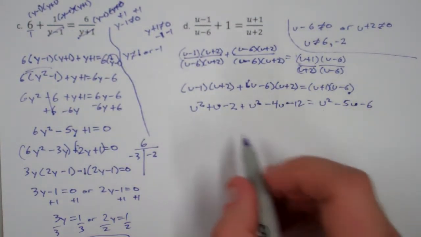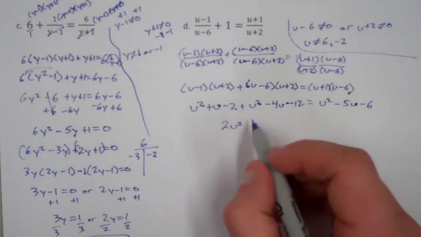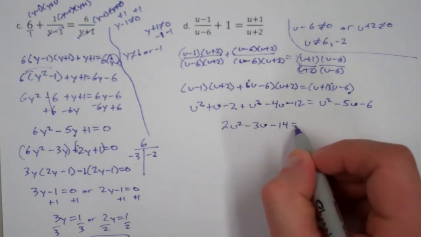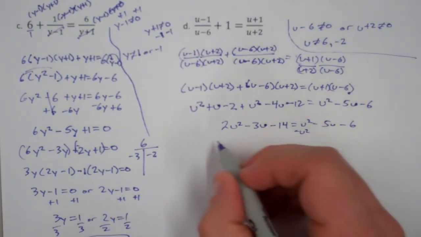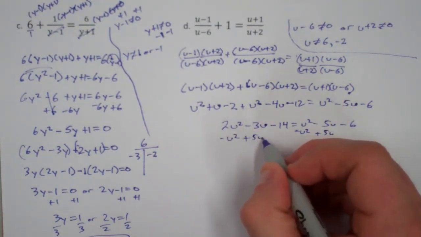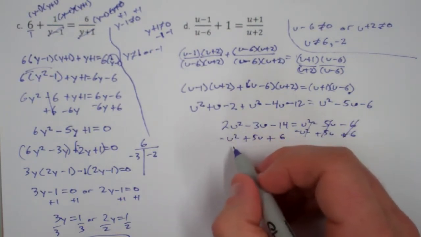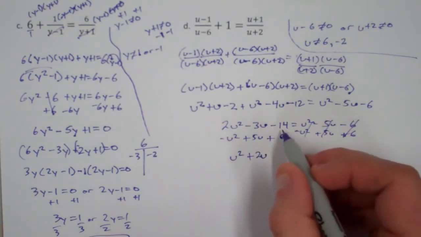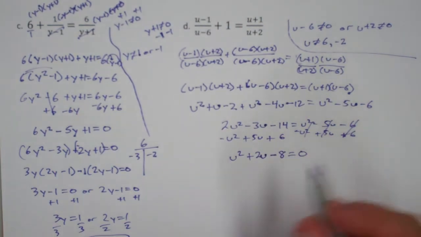We'll try to combine terms on this side. So we've got 2u squared. A u and a negative 4u is negative 3u. Negative 2 minus 12 is negative 14. This is a quadratic, so we'll try to move everything over here to the left-hand side. So we've got minus u squared plus 5u plus 6. 2u squared minus u squared is just u squared. Negative 3 plus 5 is 2u, and negative 14 plus 6 is negative 8. That's all equal to 0.